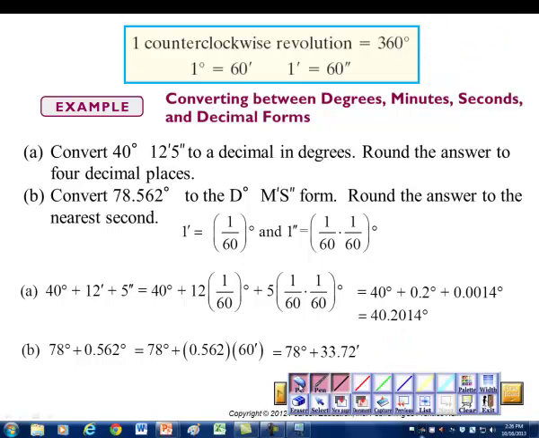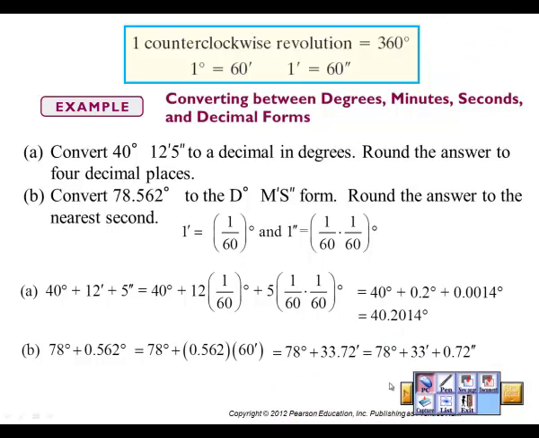And so when we do that, we're going to get 78 degrees, 33 minutes, and 43 seconds. And since this comes out to be 43.2 seconds, we just go ahead and round it off to 78 degrees, 33 minutes, 43 seconds.